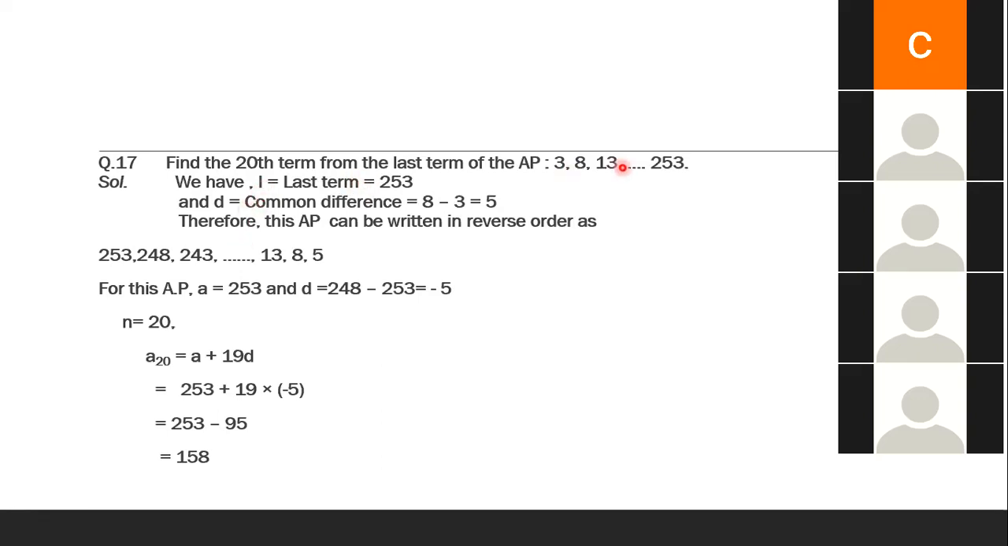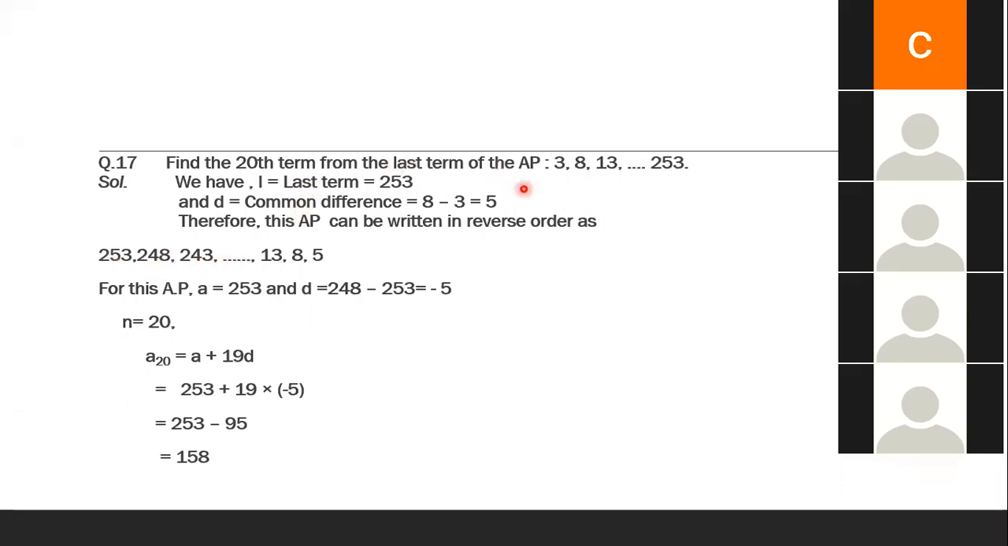So here the common difference is 8 minus 3, 5, we are getting. They're asking to find the 20th term from the last term. So I need to take from the last term. 253 I have to take as the first one. Am I clear, children? So you just keep on subtracting 5 for this one. 253 minus 5, 248. 248 minus 5, 243.